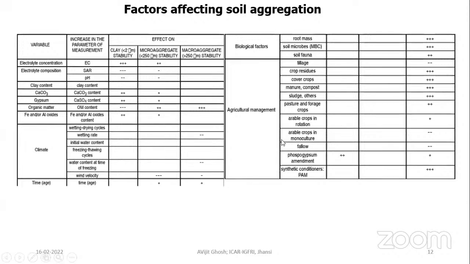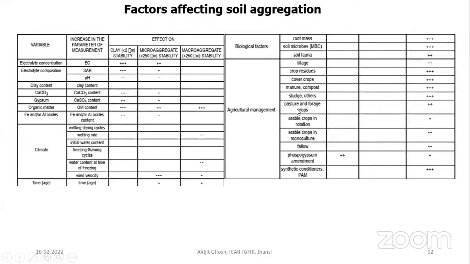Now, the most important parameter is agricultural management. Like tillage, tillage reduces macro aggregate, but it has nothing to do with micro aggregate and clay. It is often critically asked, tillage decreases soil structural stability by reducing macro aggregate, micro aggregate, or both. It is only macro aggregate. Crop residue addition enhances macro aggregate stability. Cover crops also enhance it. Manure and compost application also enhances macro aggregate stability. Sludge application also enhances macro aggregate stability.